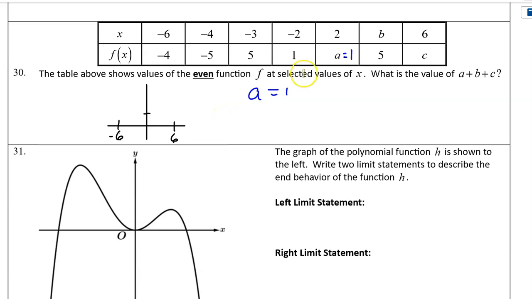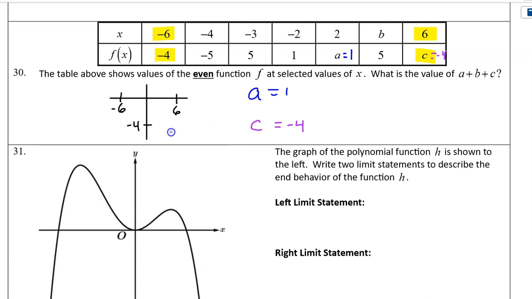We see another pair of opposite x values at -6 and +6. Again, at opposite x values, the y values will be the same for an even function. Since the y value at -6 is -4, the y value at +6 will also be -4. So c has to equal -4.